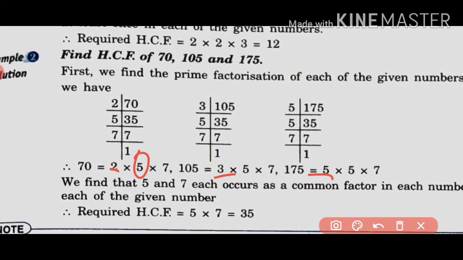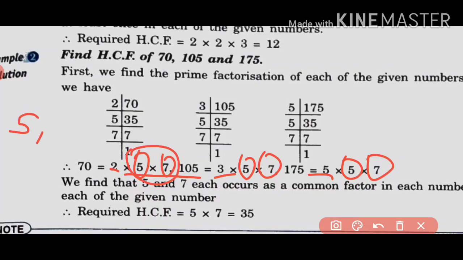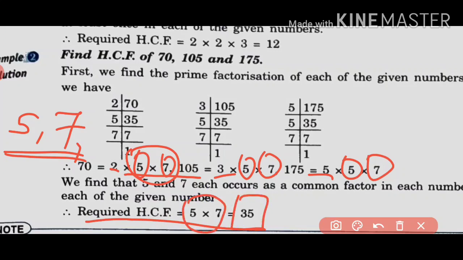Now see, 5 is given in all 3, it means it is common. 7 is also given in all 3 numbers. It means only 5 and 7 are the common factors in 70, 105 and 175. Therefore the required HCF will be 5 multiply 7, which is equal to 35.